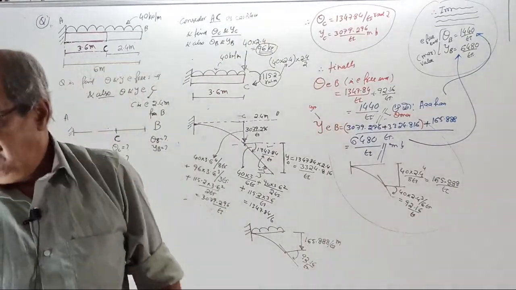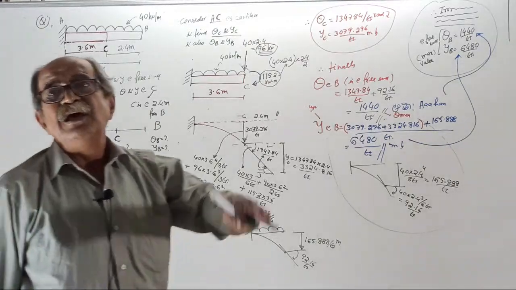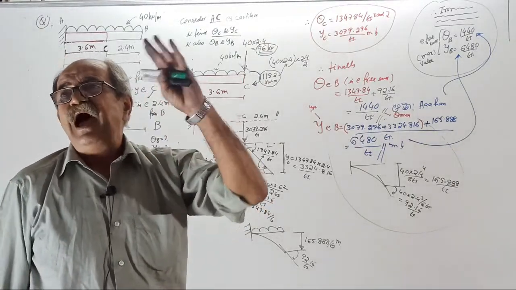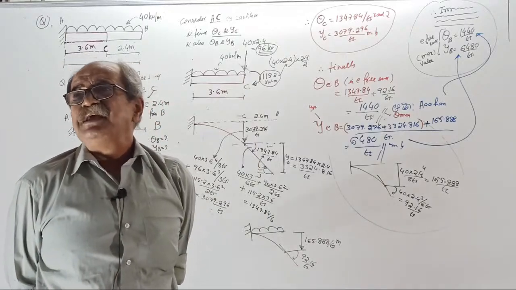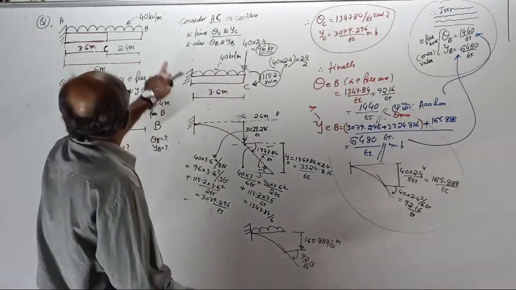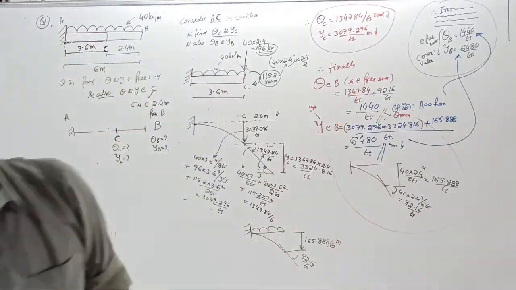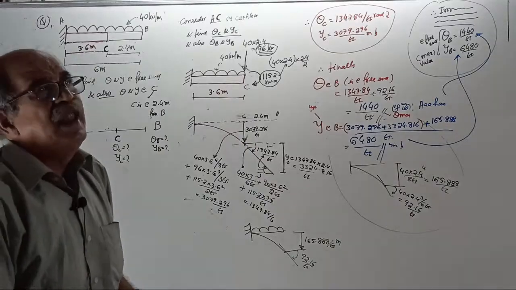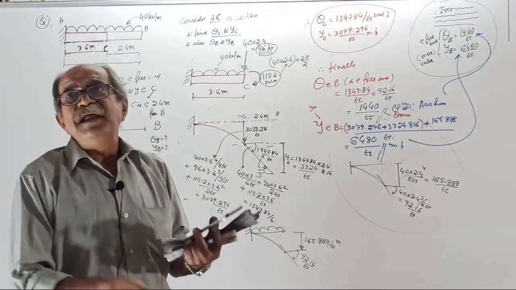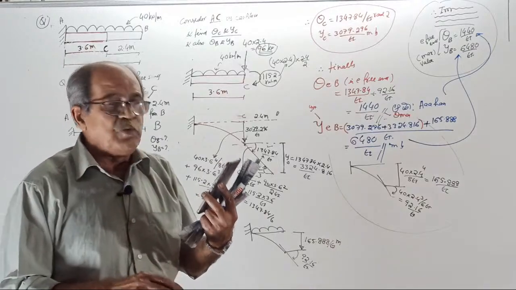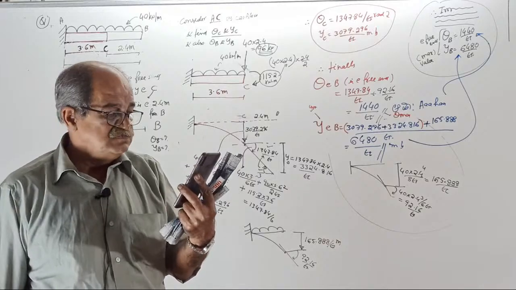Clear concept? This is very useful if you are finding slope and deflection at an intermediate point, or if there is complication for applying the formula at the free end. For any loading, if slope and deflection are required at an intermediate point, you can apply this trick. Clear or not?